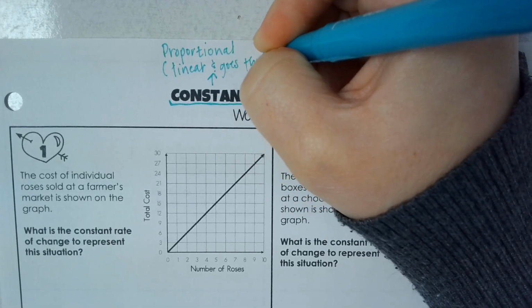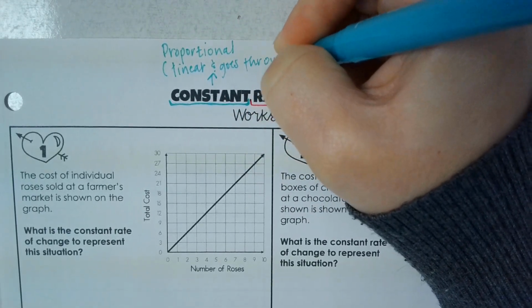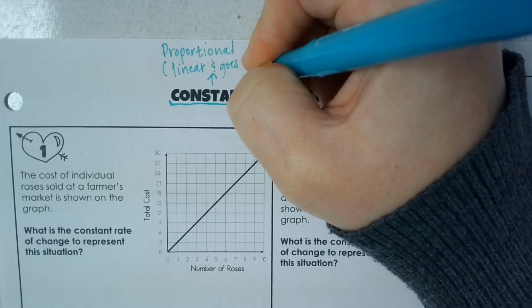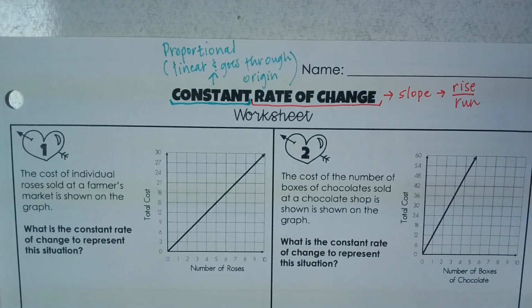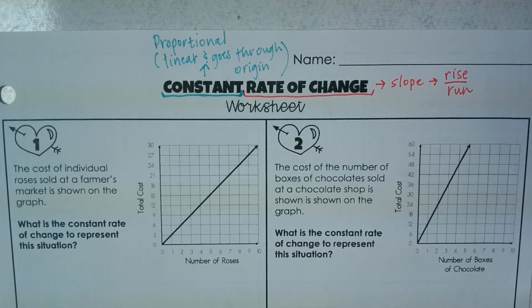goes through the origin, which is what all of our examples are today. They're all proportional. They're all straight lines, and they go to the origin.